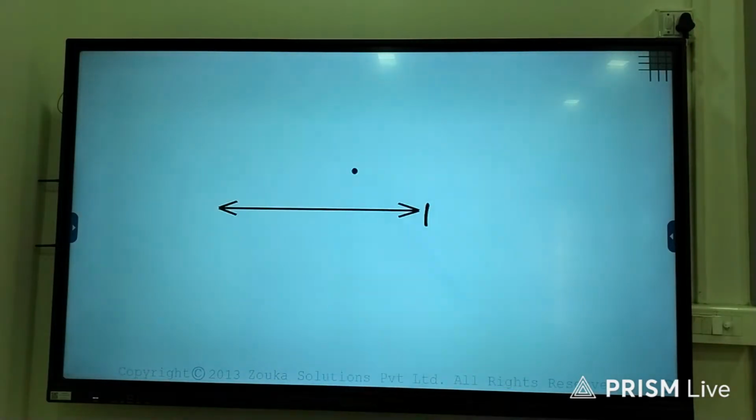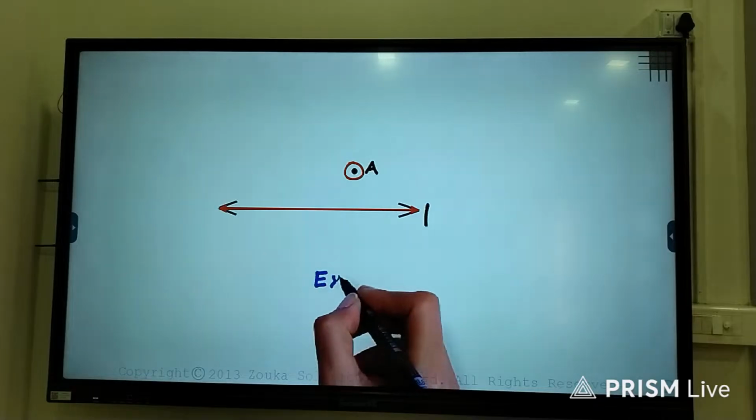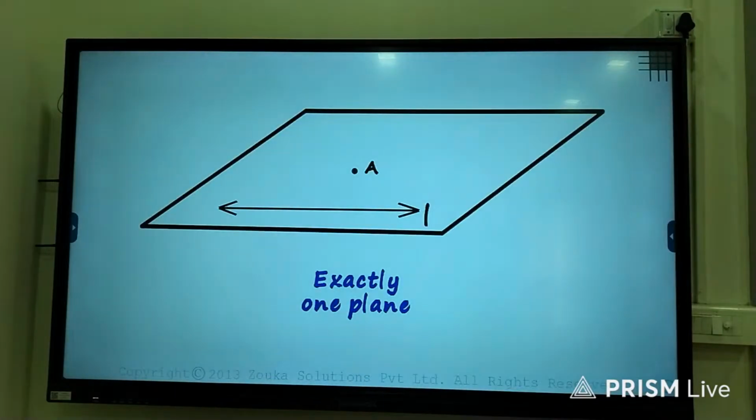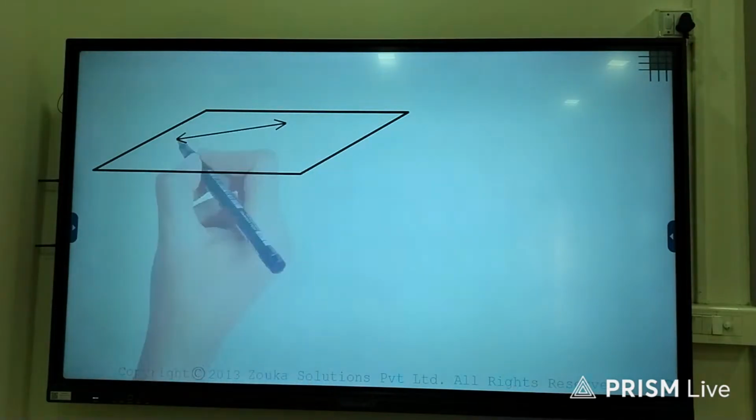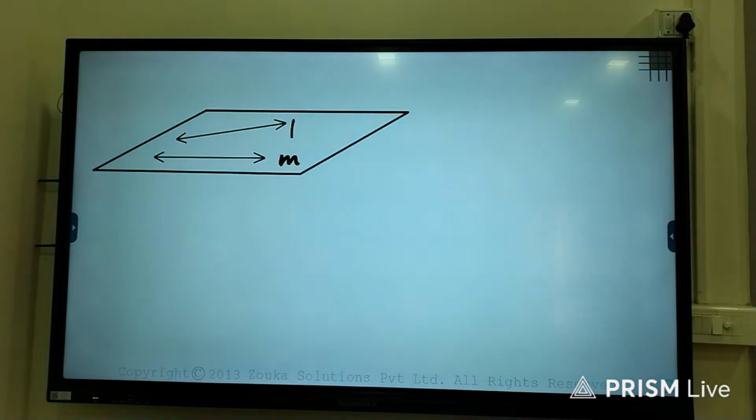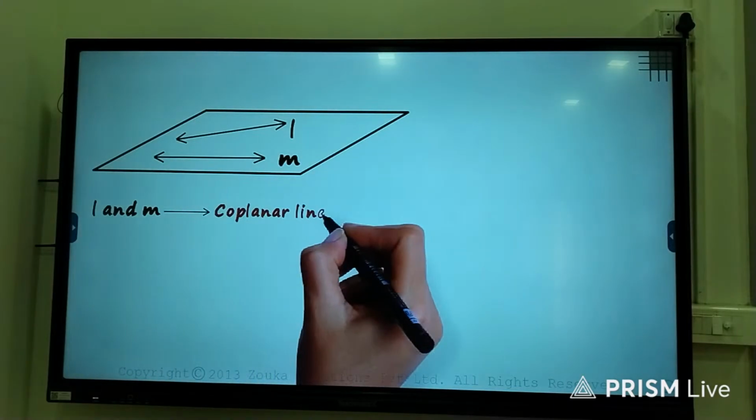This is the line N, and point P, which is not on it. Think about it. Will they lie on one plane? Yes. These two also will form a plane. Do you call lines L and N coplanar? Yes. If they lie on one plane, they will be called coplanar lines.